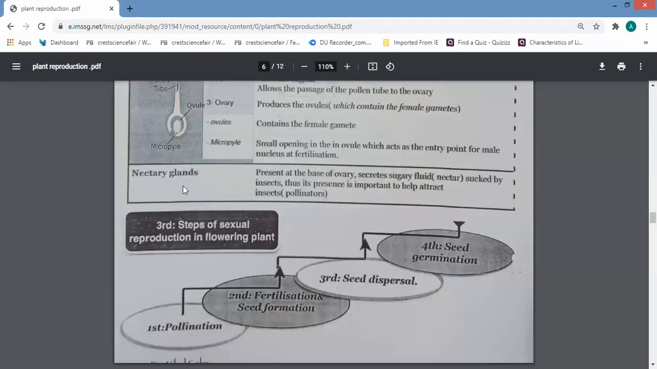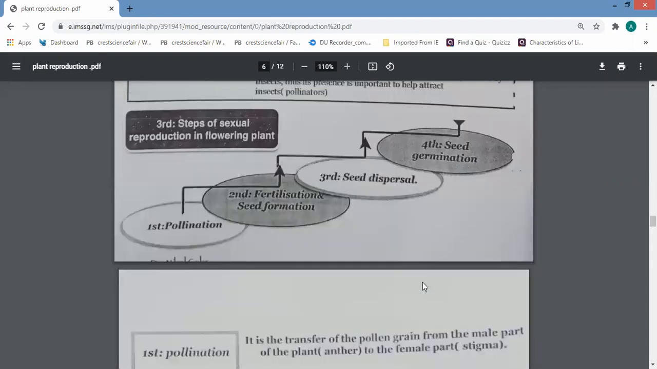Last point, the nectar glands. These nectar glands are present at the base of the ovary, and they secrete nectar which is sucked by the insects, and this is important to attract insects towards this flower. So for pollination by insects, there must be colorful petals with scent and nectar glands.